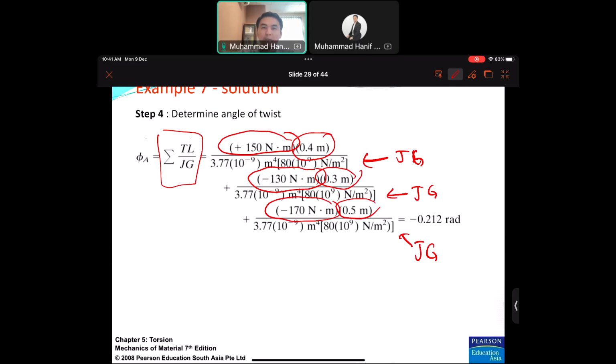Okay, so substitute everything into the equation using the calculator, simplify it, and you will get the final answer for the angle of twist, which is negative 0.212 radian. And make sure you set your calculator in radian mode. Even though we are not using the angle value, to be safe, set your calculator in radian mode. So you will get radian in the end. Okay, this is the answer.